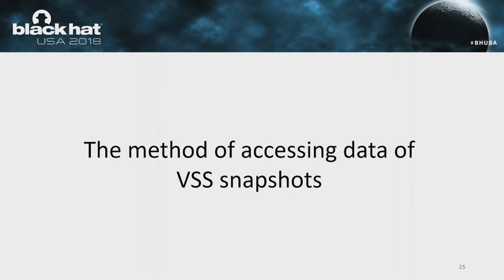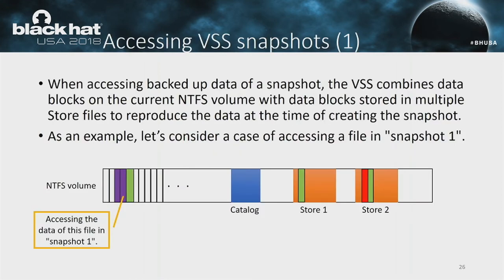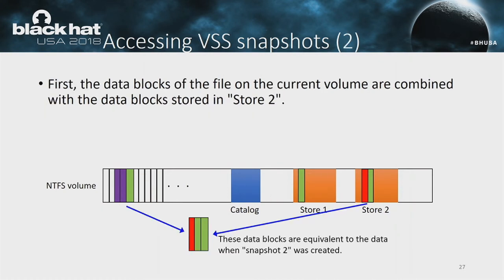Next, let's see how VSS accesses data on snapshots. When accessing backed up data of a snapshot, the VSS combines data blocks on the current NTFS volume with data blocks stored in multiple store files to reproduce the data at the time of creating the snapshot. As an example, let's consider a case of accessing a file in snapshot 1. First, the data blocks of the file on the current volume are combined with the data blocks stored in store 2. As a result, we can get this content.